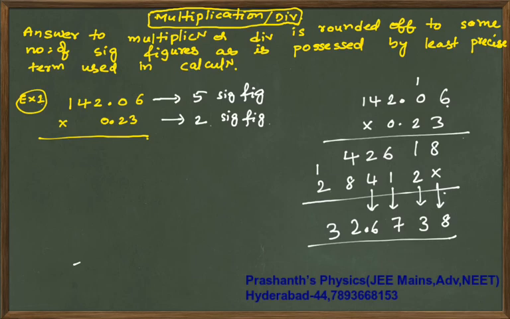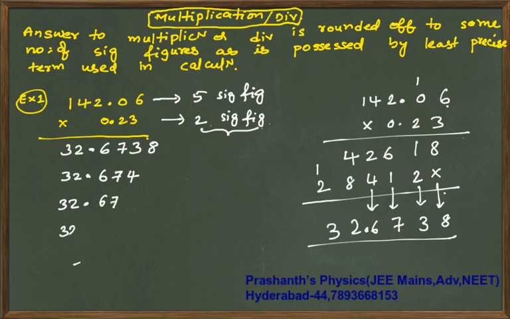So this will become 32.6738. Now you have got your multiplied answer as 32.6738. Now you are supposed to give only 2 significant figures. So all this extra part you are supposed to remove. Step by step I am rounding off. This will become 32.674, then 32.67, next 32.7. Because 7 is greater than 5, so 2 is increased by 1, so your final answer is 33.